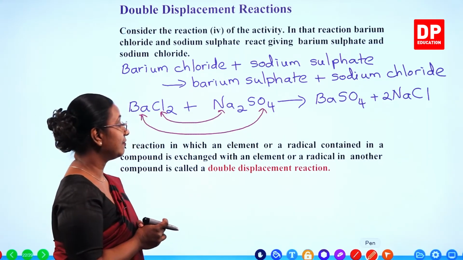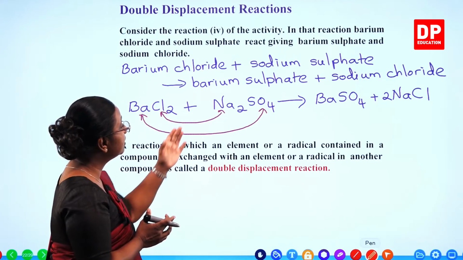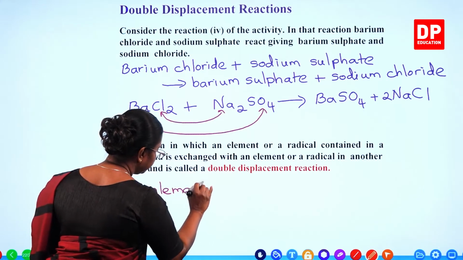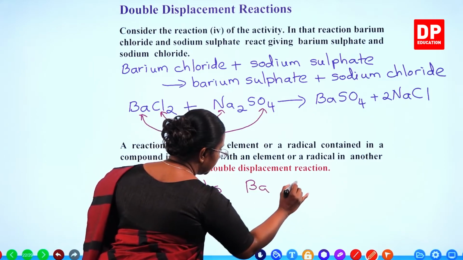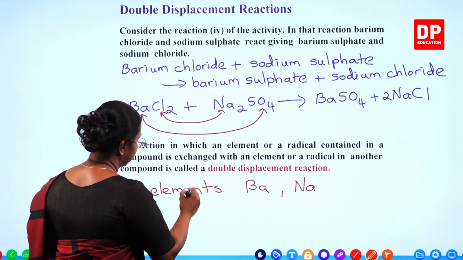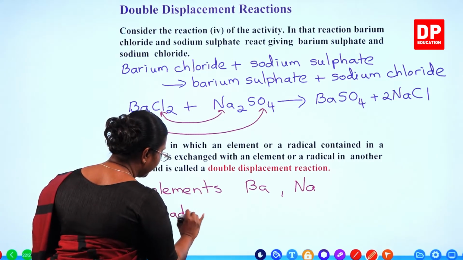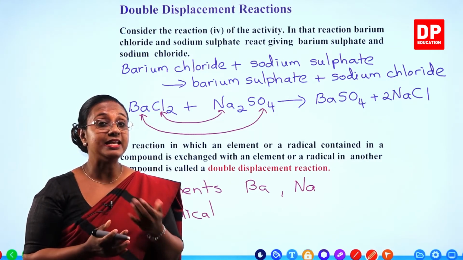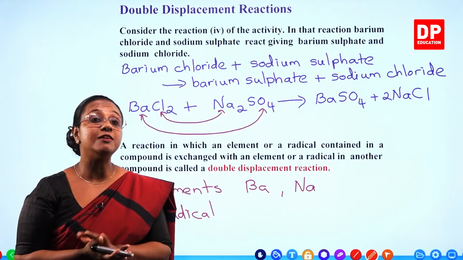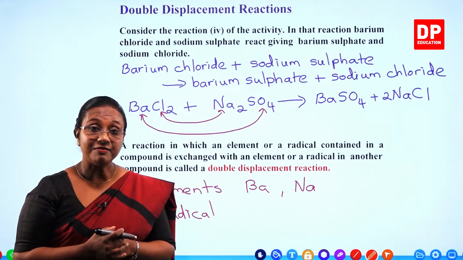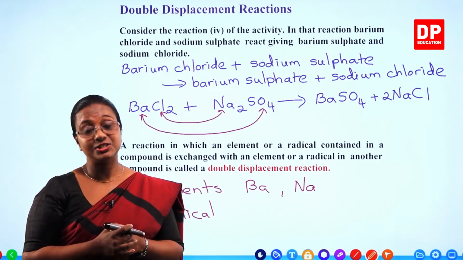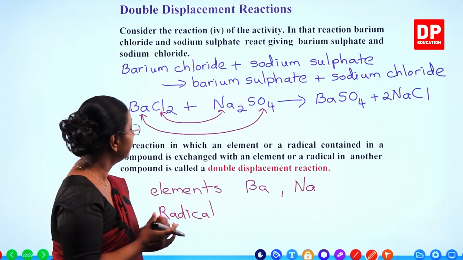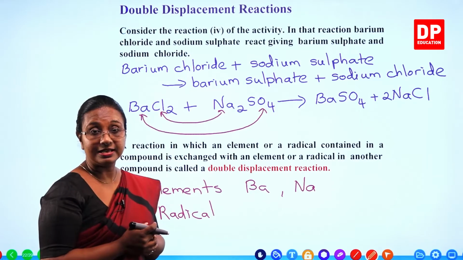So, here students, you all have to remember element, you all know barium, sodium, those are elements. And when we say radicals, you're familiar with this. We have discussed polyatomic ions or molecular ions, radicals. You all can remember when we discuss chemical formula. They have a charge. A molecule that has a charge is known as a molecular ion or polyatomic ion or a radical. So, here what are the radicals?